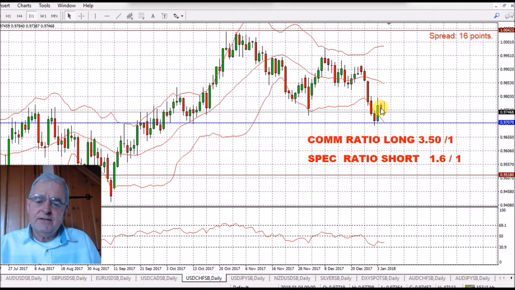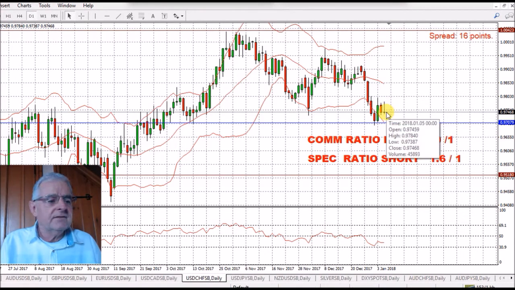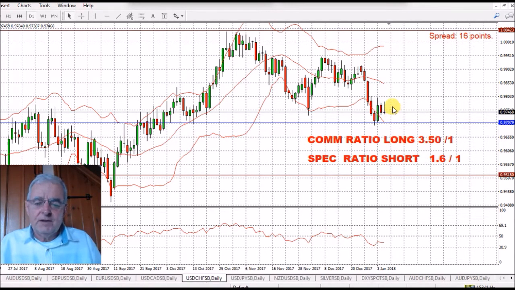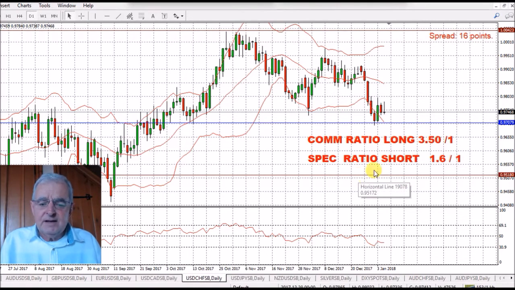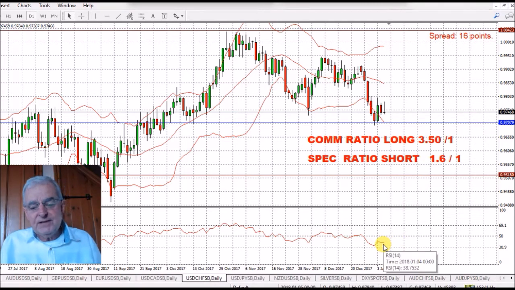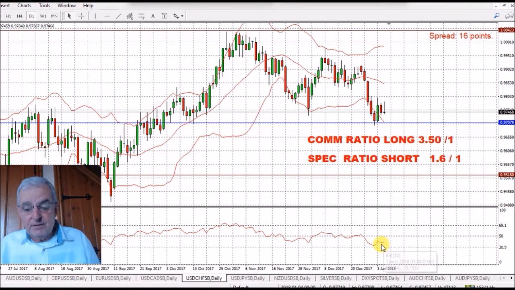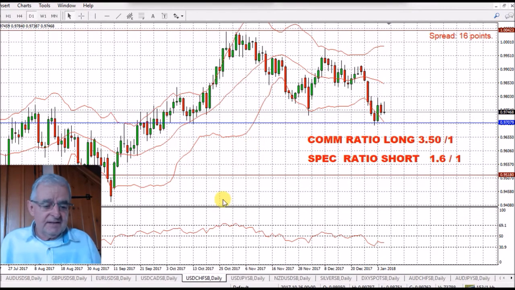That's Friday, Thursday, Wednesday. We were here. I think we're going to see more aggressive downside for this pair. Strength for the Swiss franc. So we have a commercials ratio of 3.5 to 1. The speculators are short 1.6 to 1. We're below the 50 on the RSI, which is fairly important, and we are sort of pointing down a bit. So I hope we're going to get some more downside to that pair.